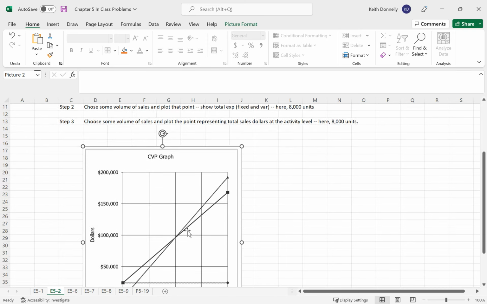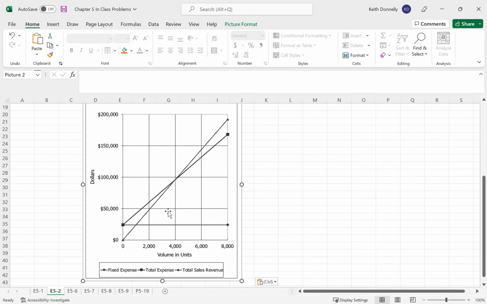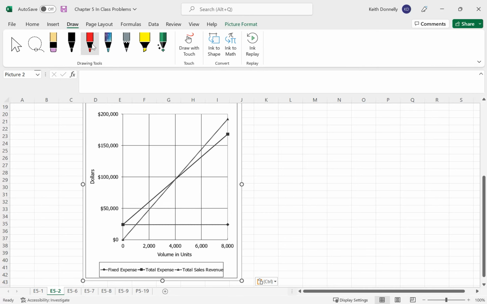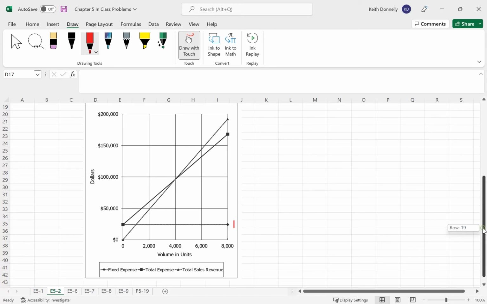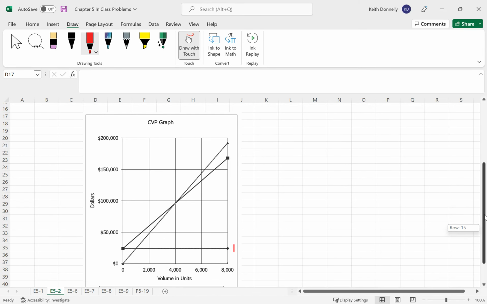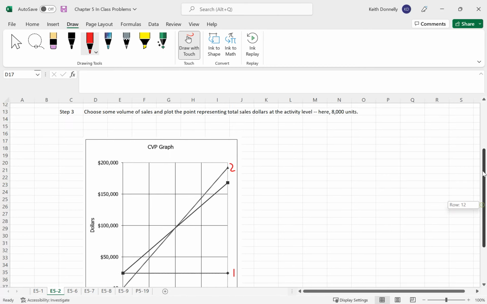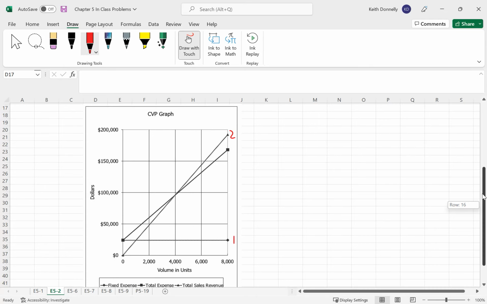So here's the graph. We could draw this, we could do it. The idea with this is you're going to have step one right here, where you do that fixed expense. Then step two is choose some volume of sales and plot that point. So if we go down here, our sales revenue is the triangle. So here's going to be the sales revenue, step two.